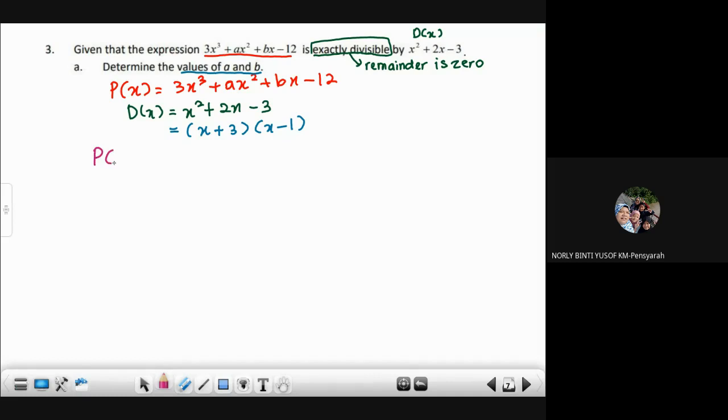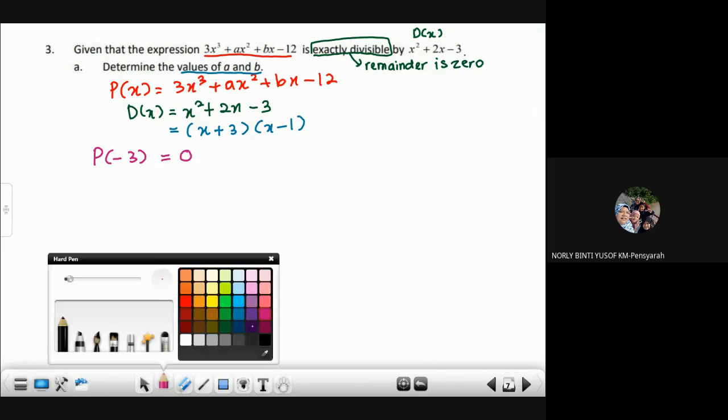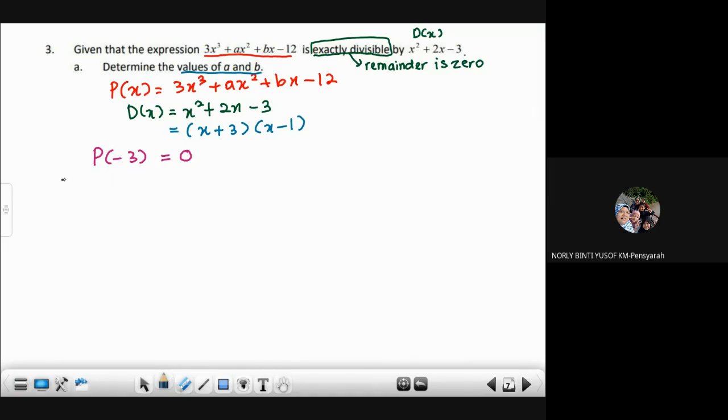So masukkan P negatif 3 sebab divisor U adalah x plus 3. Okay, hati-hati tak pernah tengok playback. Nanti yang tak dapat join tu tengok playback. Okay, negatif 3. Lepas tu sama dengan reminder 0 lah sebab exactly divisible kan. So reminder 0. So masukkan negatif 3, 3 power of 3 plus A negative 3 squared plus B negative 3 minus 12 equals to 0.